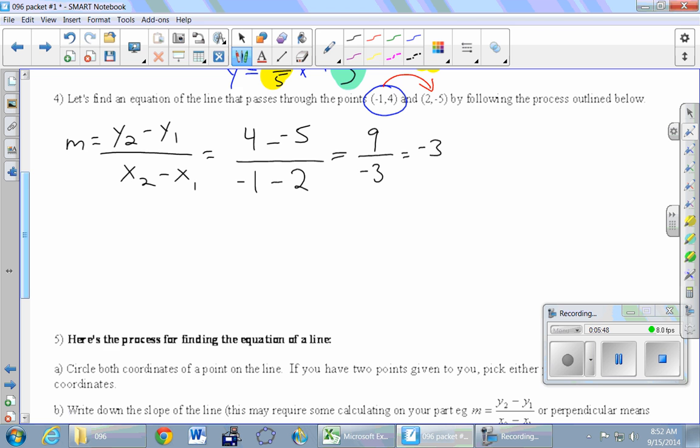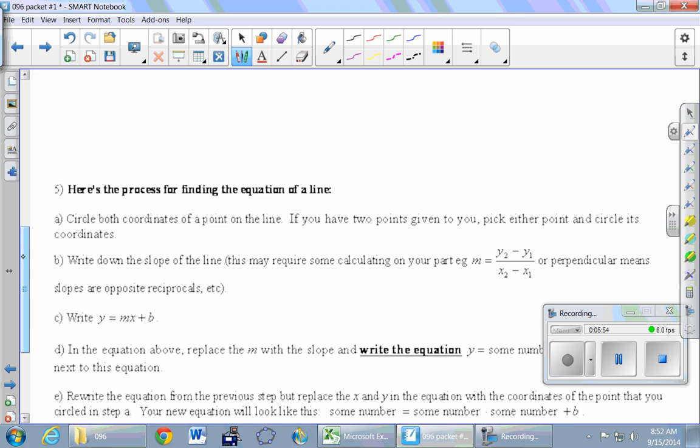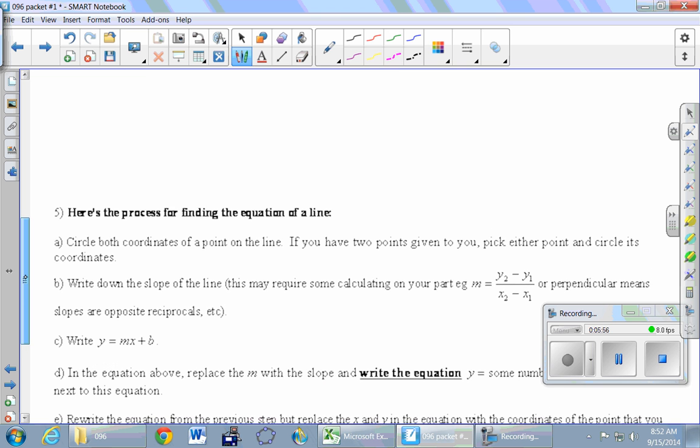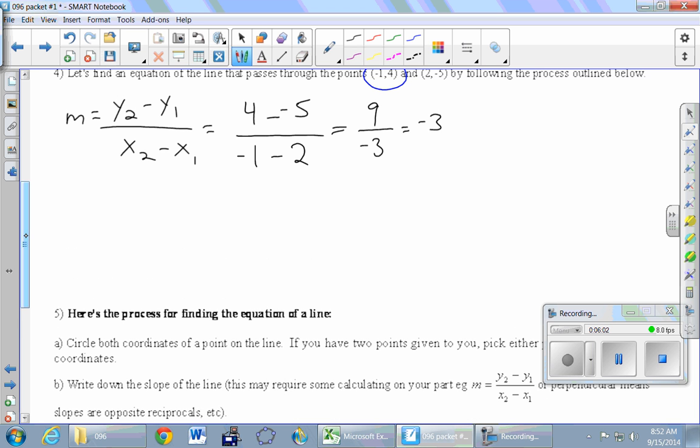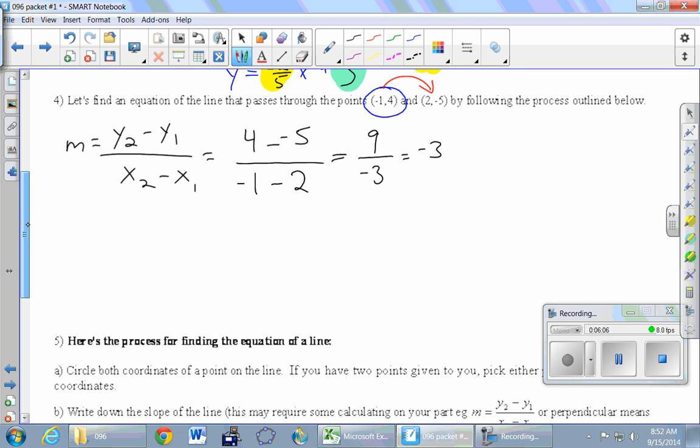Okay, so there's the slope. Questions on calculating the slope? All right. And down here in part C, it says write y equals mx plus b. We can. Back up here with the slope calculation.